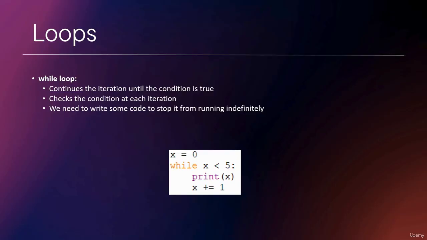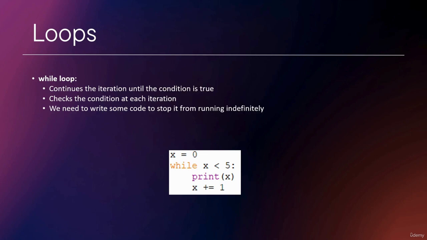So let's say I only want to run it up till 5. What I do is that after each iteration, I add 1 to the value of x. So after the first iteration, x plus equals 1 is simply x equals x plus 1.